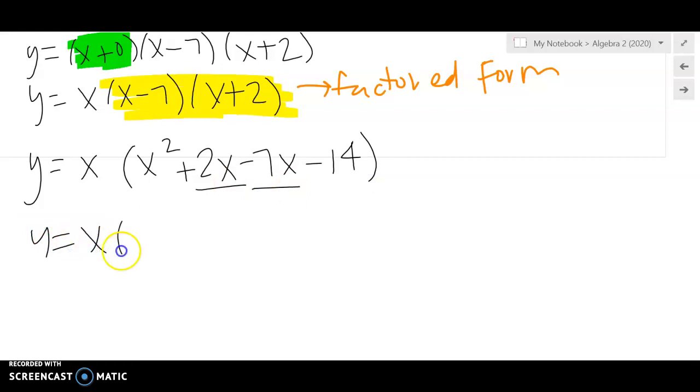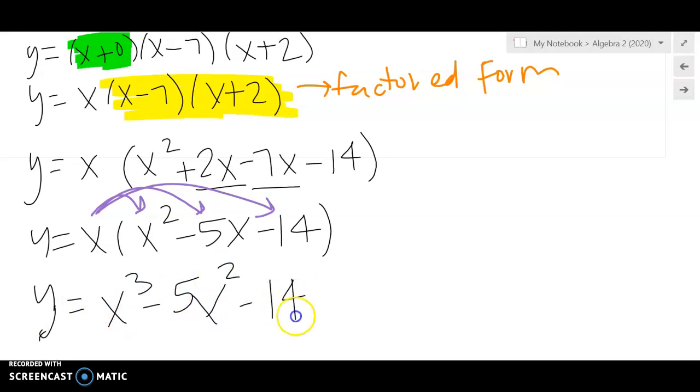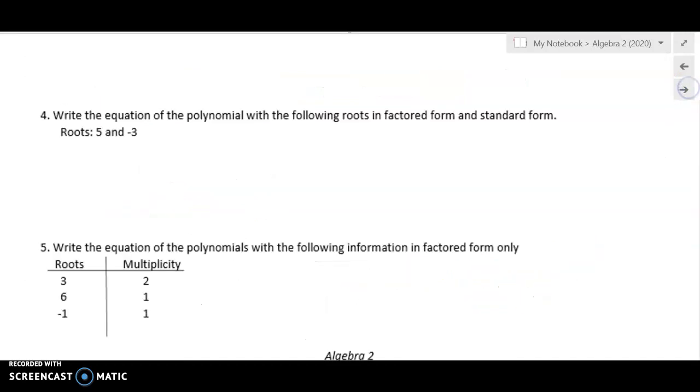So I have y equals x times x squared minus 5x minus 14. The only thing I have to do now is distribute the x in the front. Y equals x to the third minus 5x squared minus 14x. And that would be my answer for standard form. So to get to that standard form, you just have multiplying to do. Okay, let's do another one.